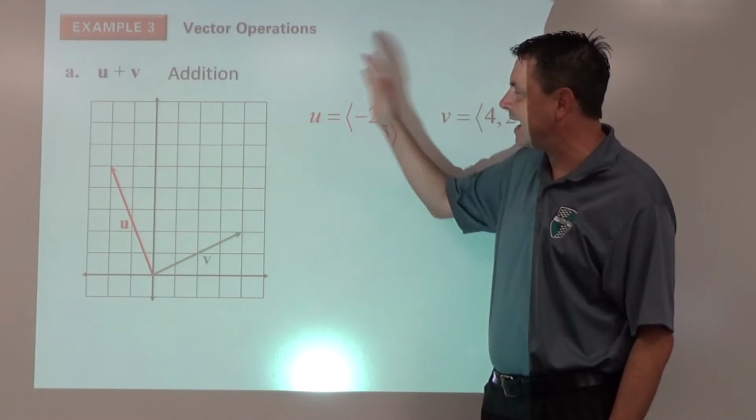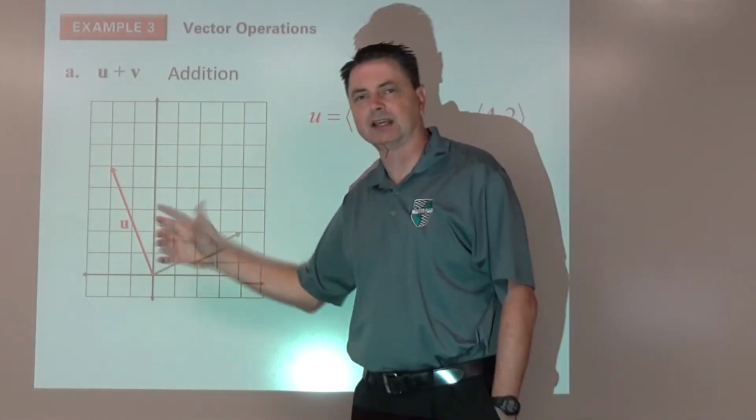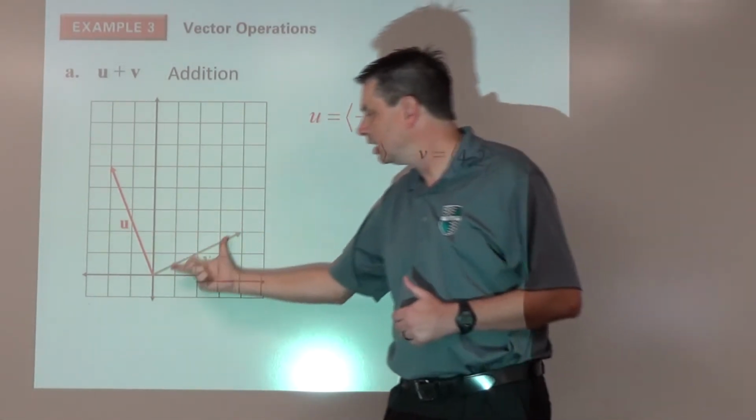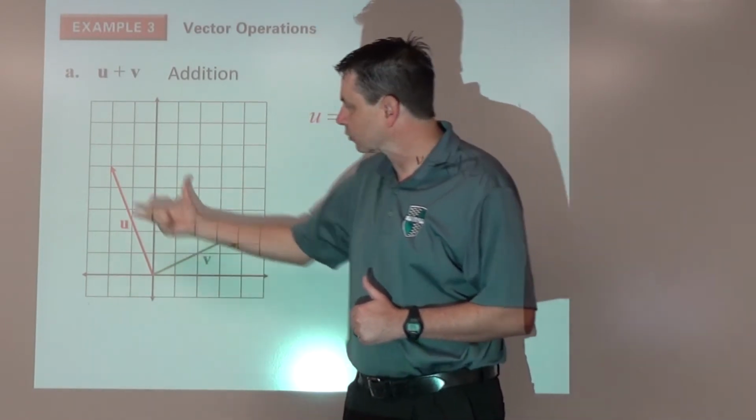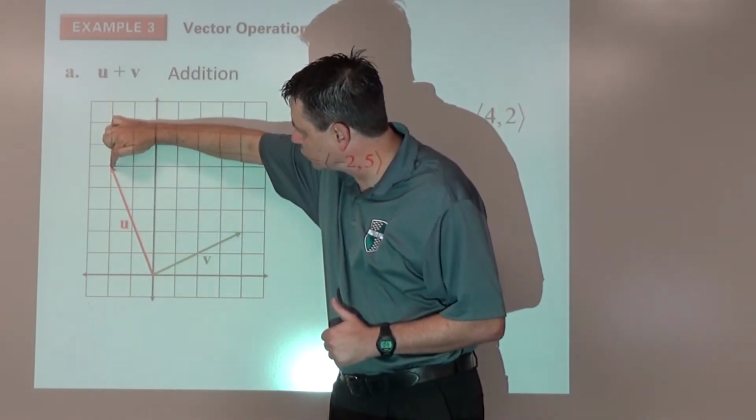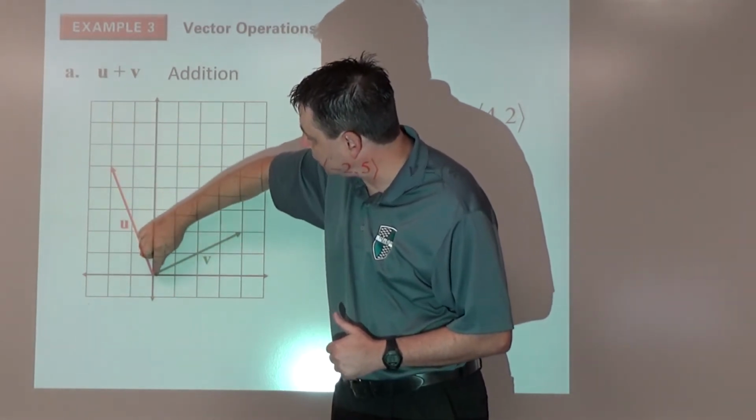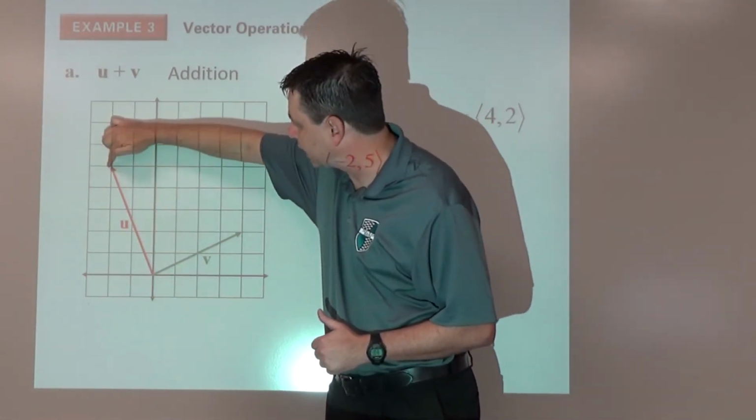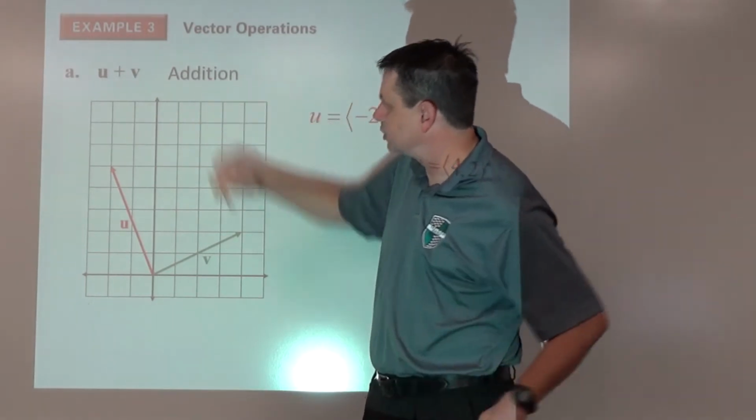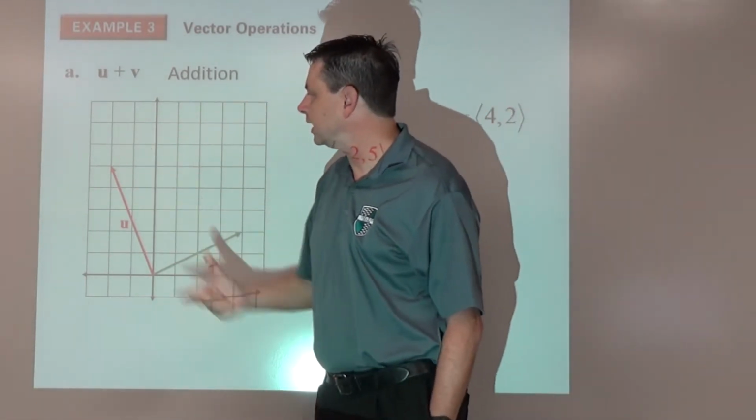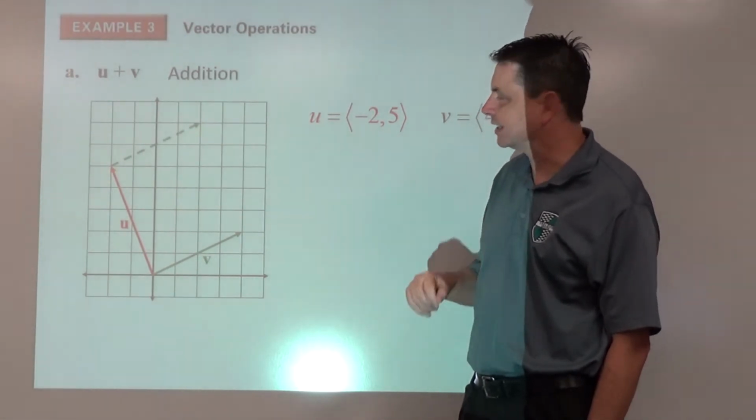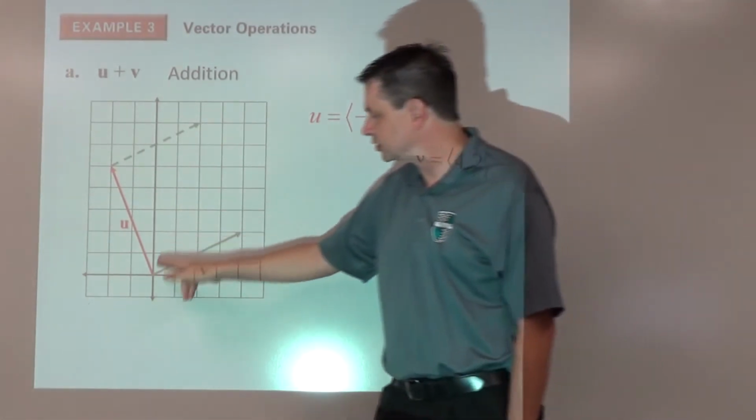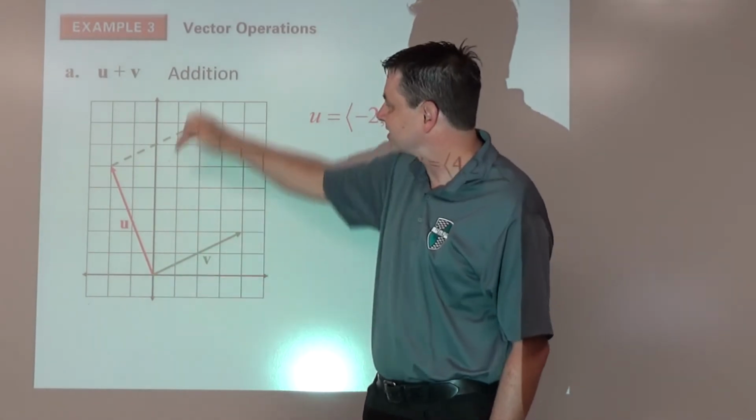Starting there, to add them, since with addition the order doesn't matter, we can take either vector, pull it off, and then replace it where you terminated, have v initiate from there, and go right 4 and up 2. So we'll just relocate that vector, and it goes there. Then the sum vector would start where u starts, and it's going to end here.